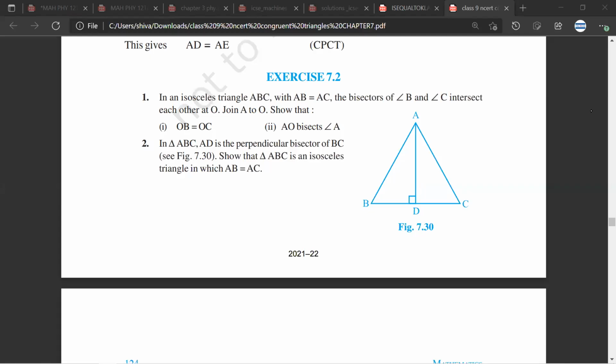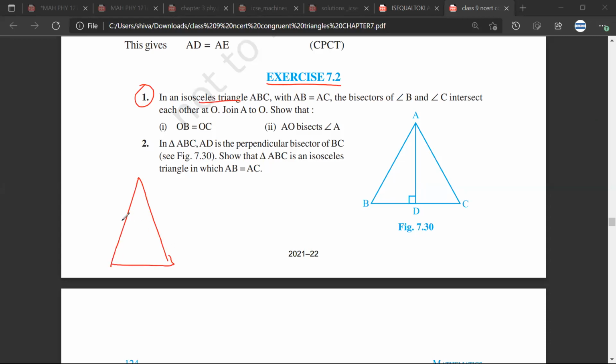So, Mr. Sarthak, congruency. First question, exercise 7.2. In an isosceles triangle, what is an isosceles triangle? An isosceles triangle is a triangle in which two sides are equal, with AB equal to AC. So let us name this ABC, then AB is equal to AC, the bisectors of angle B and C.